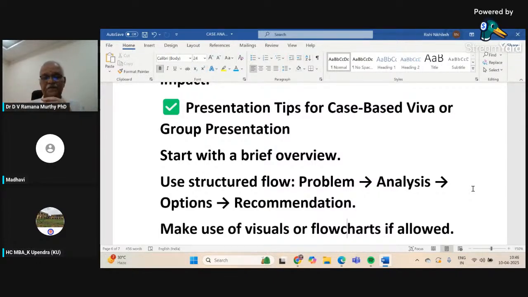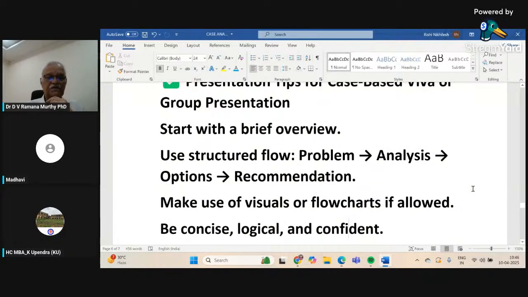If you're supposed to make a group presentation, or to answer somebody about your case, problem and recommendations, in competitions or in recruitment exercises as well, start with a very brief overview of the case first. Please note that there is a structured flow. What is the structured flow? First is the problem. Second is your analysis. Third is the options or alternatives suggested. And fourth is the recommended alternative, and why, and all that.